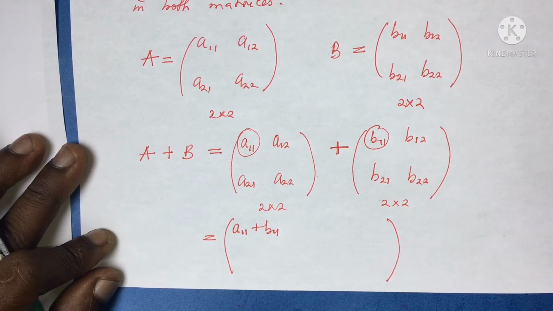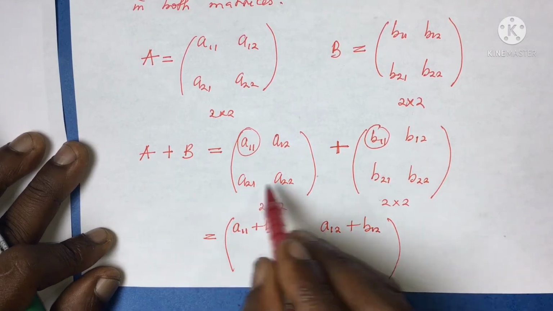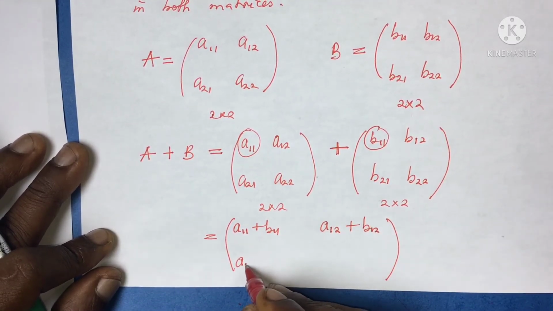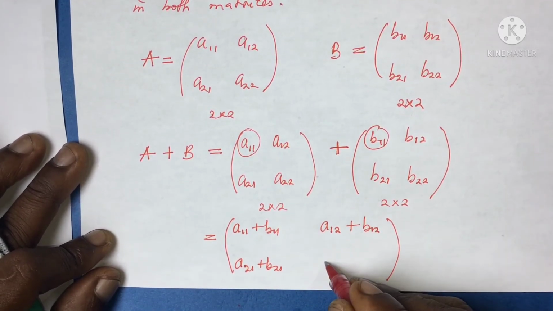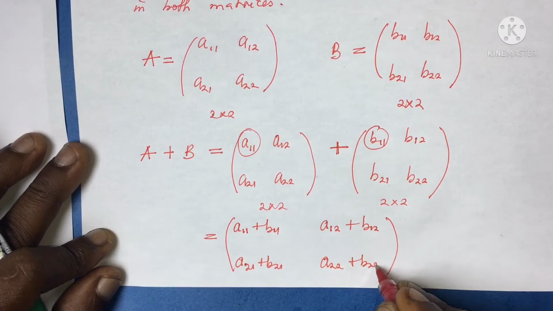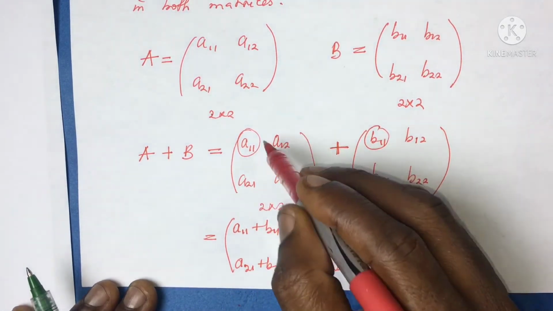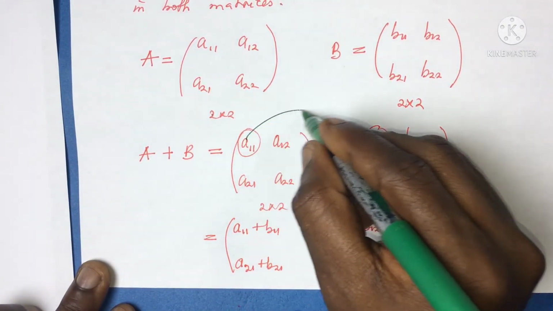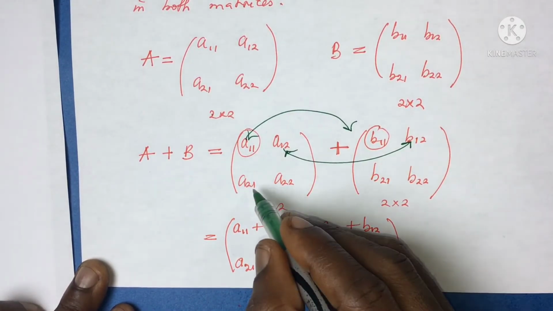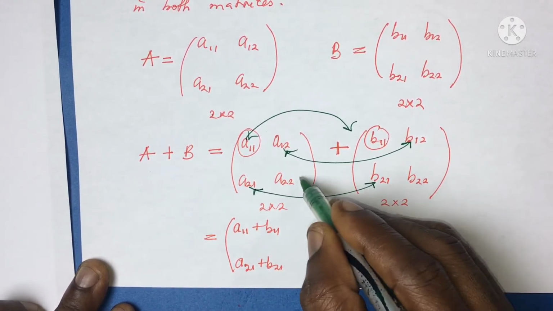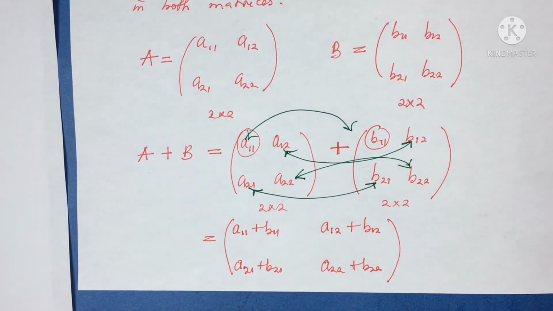A12 and B12 occupy the same position, so I can add A12 to B12. A21 will add to B21, and this becomes A21 plus B21. A22 will add to B22, and this becomes A22 plus B22. Okay? So to add matrices is simple. All you have to do is to add elements occupying similar positions. So this will add to this. This will add to this because they are occupying similar positions. This will add to this, and this will add to this. Okay? So adding matrices is not a big deal.